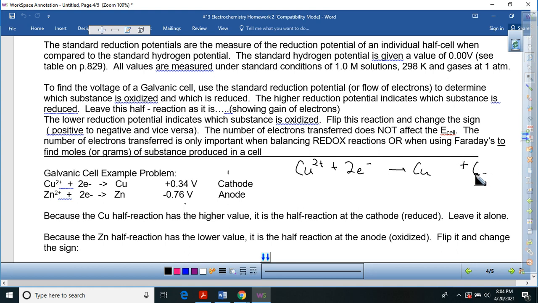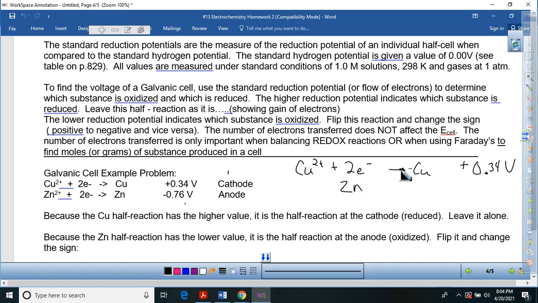And the reduction potential is fine as it stands because it is the cathode. It's being reduced. Now the anode is where the zinc is going to be. The zinc has a low reduction potential, and that means it's more likely to be oxidized. And so because it's oxidized, we need to show it losing electrons.